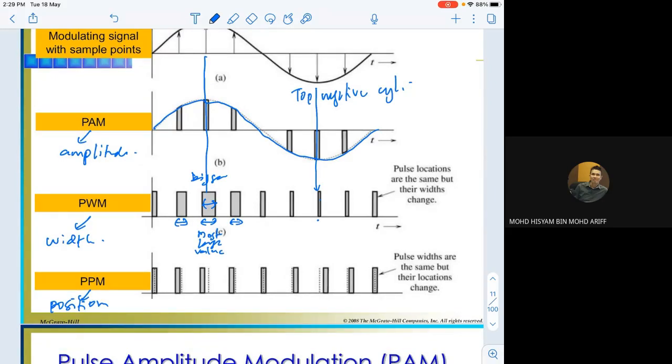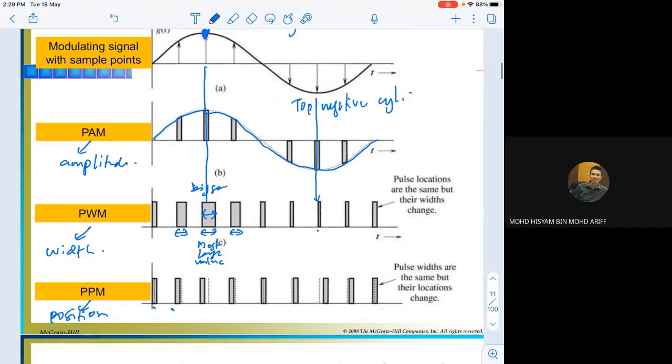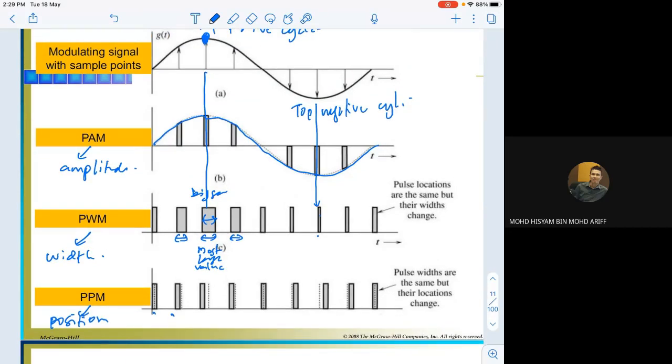Now, let's look at the position. The pulse widths are the same. In this case, all the widths are the same, but their location changes. This is the interesting thing. Let's say we make this sequence. For example, this one. This is the sequence.